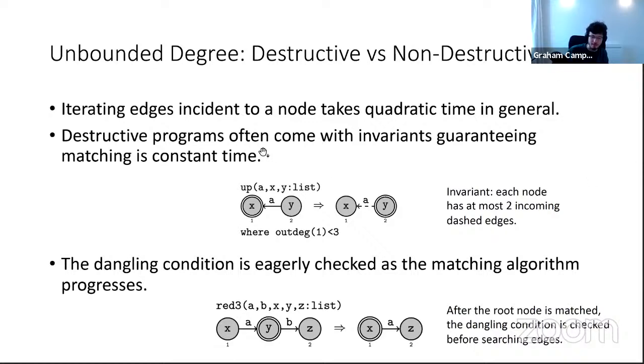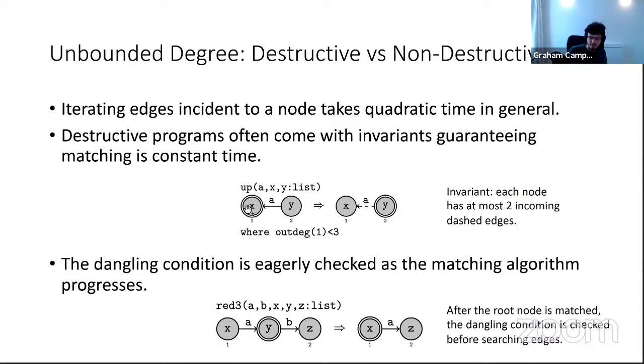This rule is taken from the binary DAG program. So in this case, this up is always going to be making sure that each node has at most 2 incoming. Is that what I was going to say? No, you have an invariant which is each node has at most 2 incoming dashed edges. Because you have this invariant, this rule is going to be constant time applicable. So finding a match is constant time.